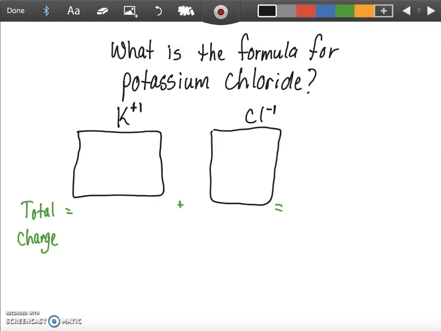We now need to determine how many of each of these elements we need, such that the overall charge at the end is 0. I'm going to start by putting 1 potassium in my box here, and that means so far the total positive charge is 1. Plus 0 that I have over here equals a total charge of positive 1. This isn't working. This total charge here needs to be 0.